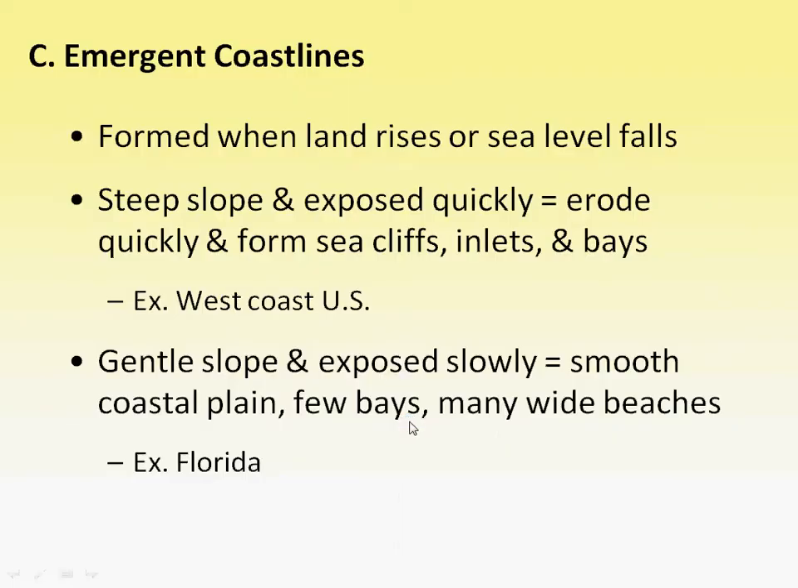Emergent coastlines. In other words, they're coming out, right? So land rises or the sea falls. And so we see a lot of things like this form. And so like sea cliffs, right? Sea cliffs and things like that. Well, the west coast of the United States definitely is an emergent coastline because we have subduction taking place underneath that. Florida is really a gentle slope, right? So it's all sugar sand predominantly. There's beaches and bays and just a smooth coastal plain. So it's very slow, but it is an emergent coastline.